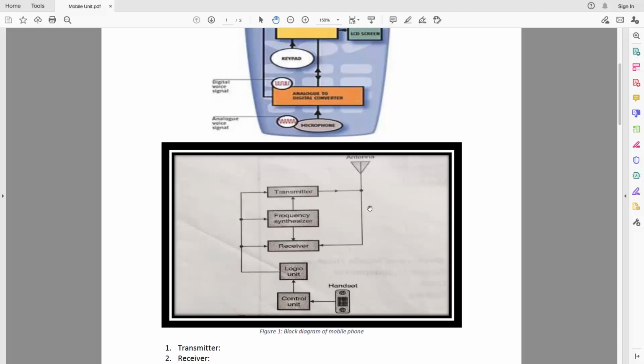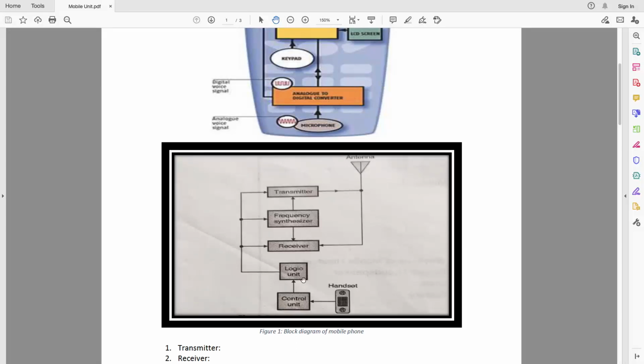That's why each mobile has to tune to different frequencies in different areas. That's why your mobile should be capable of transmitting different types of frequency signals. That's why we have to generate different frequencies, and that is the function of the frequency synthesizer. Frequency synthesizer produces frequencies that are required for the working of the transmitter and receiver.